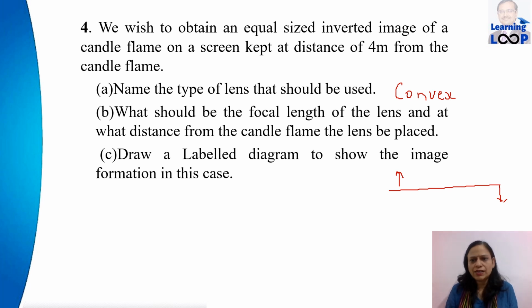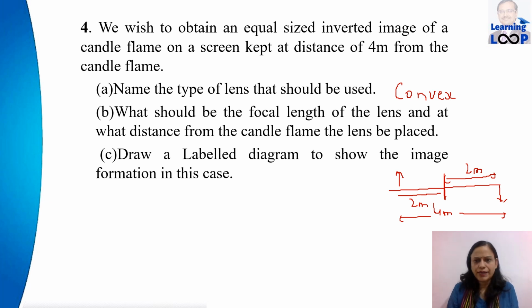So if this total distance is 4 meters, obviously your lens would be in the center. So this makes it 2 meters here and 2 meters here, because the entire thing is 4 meters. So we know that the midpoint, that is somewhere here we have F1 and somewhere here we have F2, that makes it 1 meter. So this is going to be 1 meter, right? So what should be the focal length of the lens? It should be 1 meter.